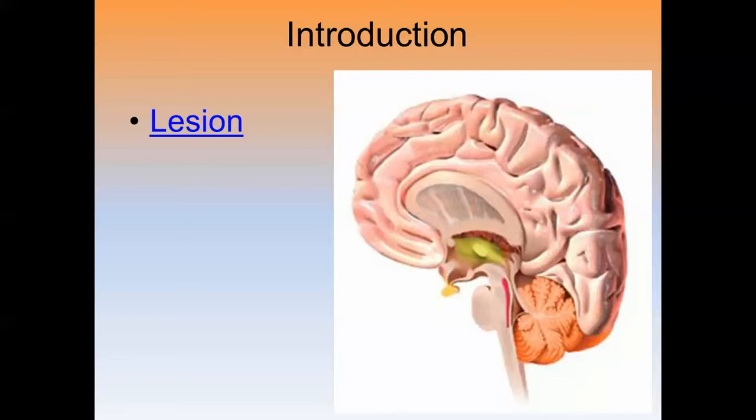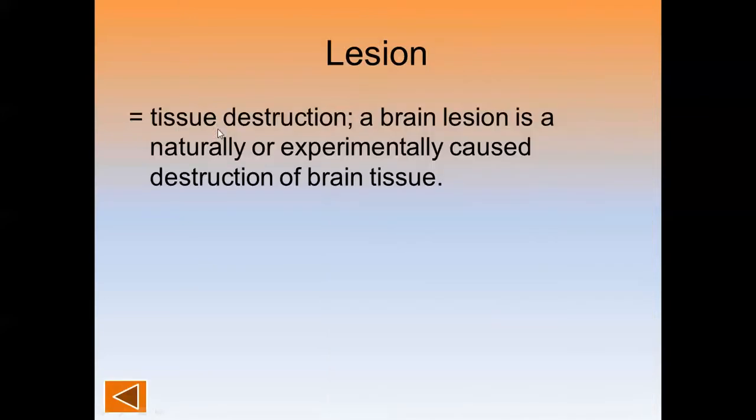But powerful new techniques now reveal brain structures and activities in the living brain. So by surgically lesioning and electrically stimulating specific brain areas, by recording electrical activities on the brain's surface. Well, hold on, we're going to get to that. I'll give you this. A lesion is simply tissue destruction. It's where you cut into the brain. And sometimes it happens naturally, sometimes it happens experimentally.